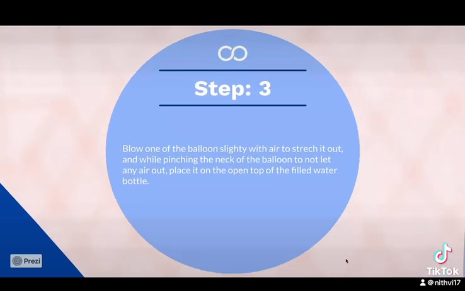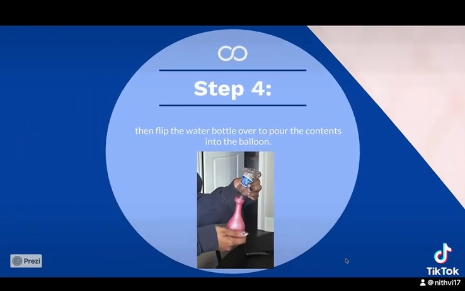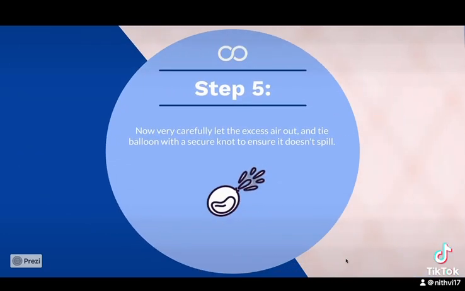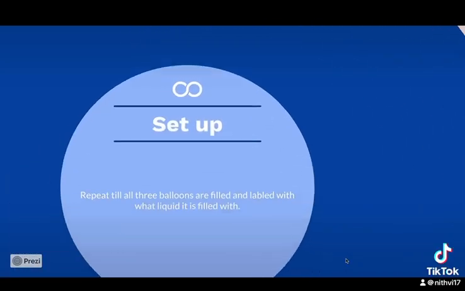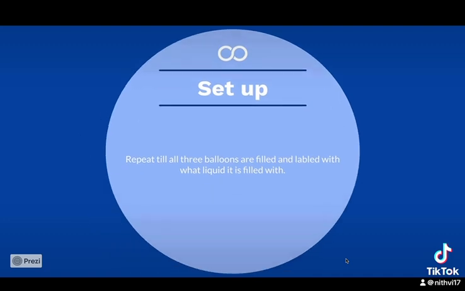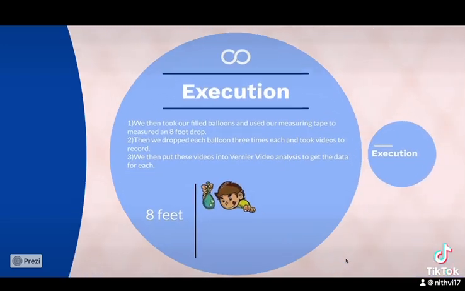We then blew the balloon up a little bit to stretch it out, and then while pinching the neck of the balloon to not let any air out, we placed it on the top of our filled water bottle. We then flipped the water bottle over to pour the contents into the balloon. Now very carefully, we let the air out and then tied the balloon with a secure knot to ensure it doesn't spill. Repeat till all 3 balloons are filled and labeled with what liquid is filled in it.